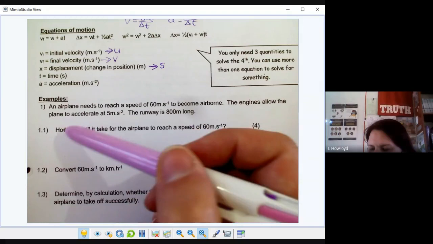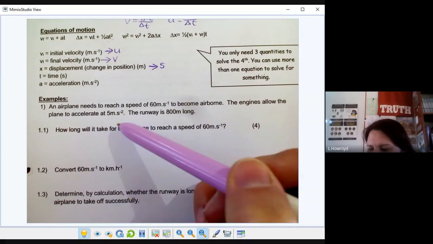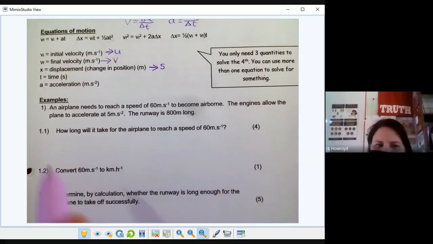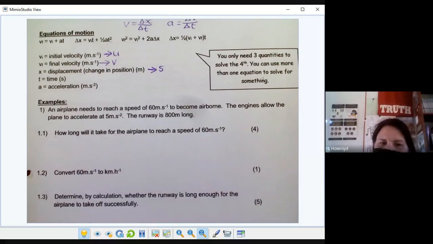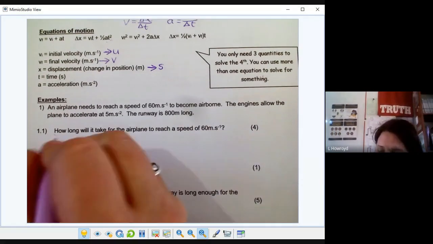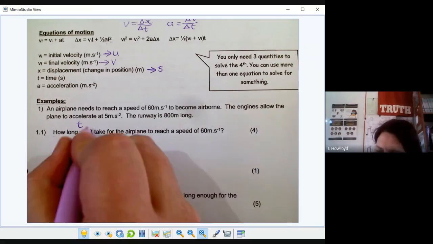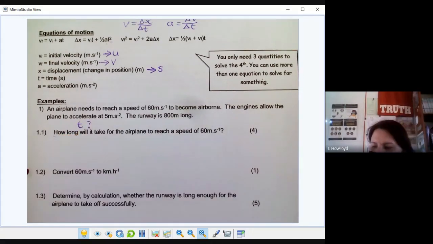Let's just read the first question. It says, how long will it take for the plane to reach the speed of 60 meters per second? How long will it take? What are we looking for? Time. Okay, we are looking for time. And always just write it above where you are. Just put a T there. We are looking for time, and that is our question mark. How long will it take for the plane to reach 60 meters per second?